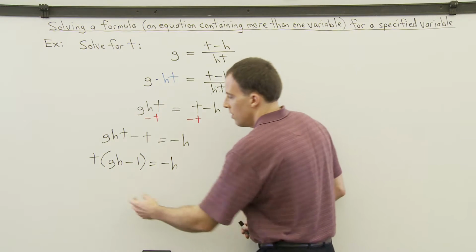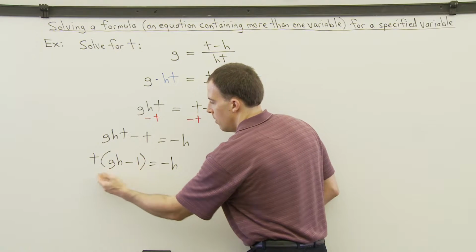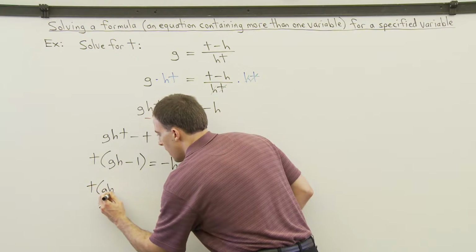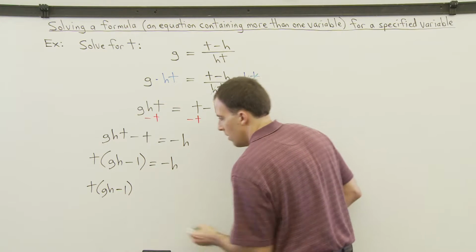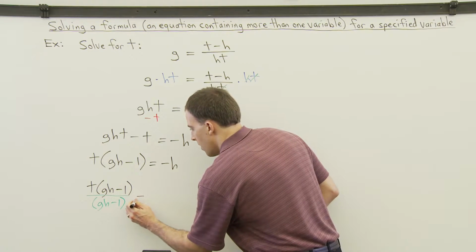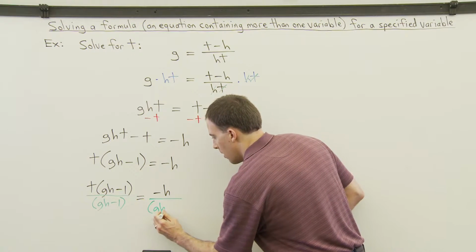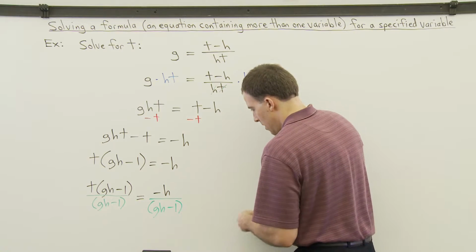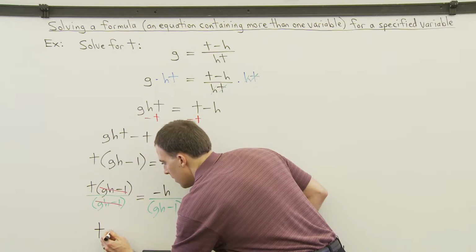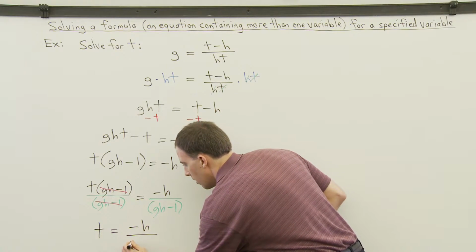The very last thing to do to get t completely isolated is, since t is currently being multiplied by this expression gh minus 1, we can divide both sides by gh minus 1 and have t solved for. So I'm just going to show that I'm dividing both sides by the gh minus 1. Divide the left side by gh minus 1, and then divide the right side also by gh minus 1. So on the left side, the gh minus 1s cancel each other out, and we have t all by itself. T equals, and then on the right side, it's just negative h over gh minus 1.